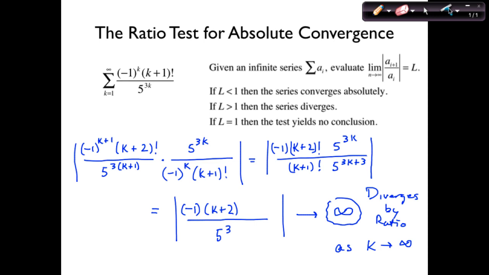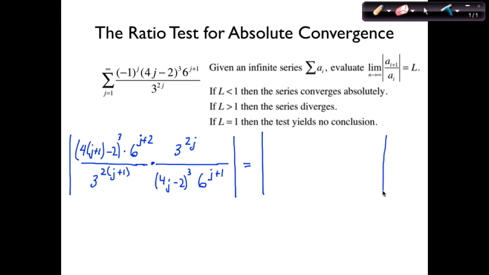Can I erase? Are we good? Okay, how many more 6s do we have in the top than the bottom? 1. How many more 3s do we have in the bottom than the top? 2 more, right? So 3 to the 2 times j plus 1 would be 3 to the 2j plus 2, which is 2 more than this, so 3 squared. The limit of these cubed terms is going to be 1.